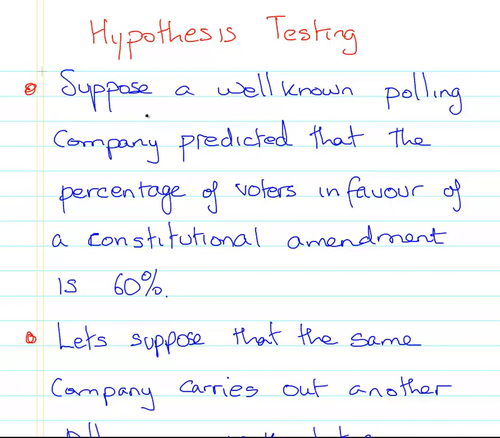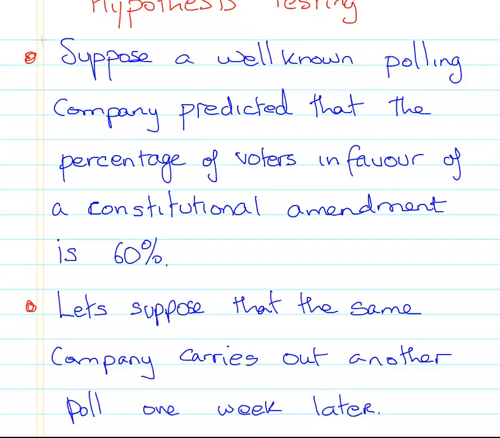In this presentation, what we're going to do is hypothesis testing. Suppose a well-known polling company predicted that the percentage of voters in favour of some constitutional amendment in Ireland, where we have a lot of these referendums, is 60%. Let's just move on. So it's 60%.